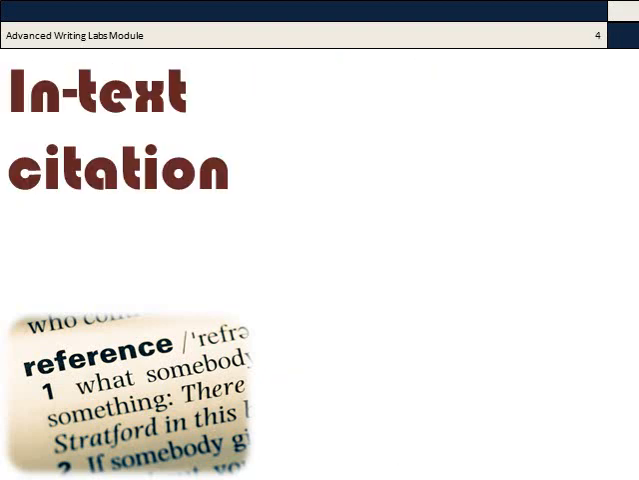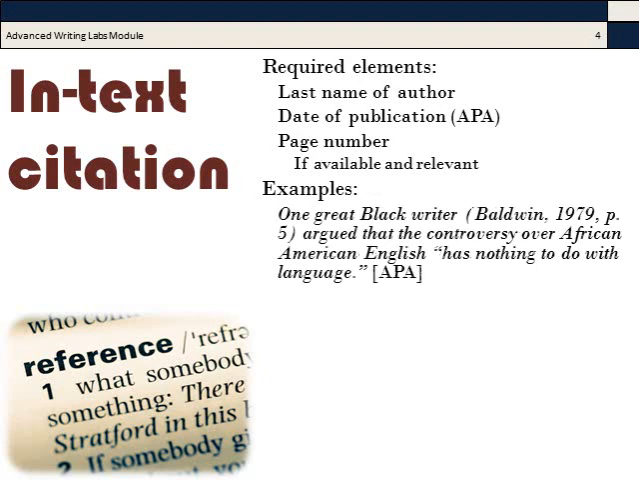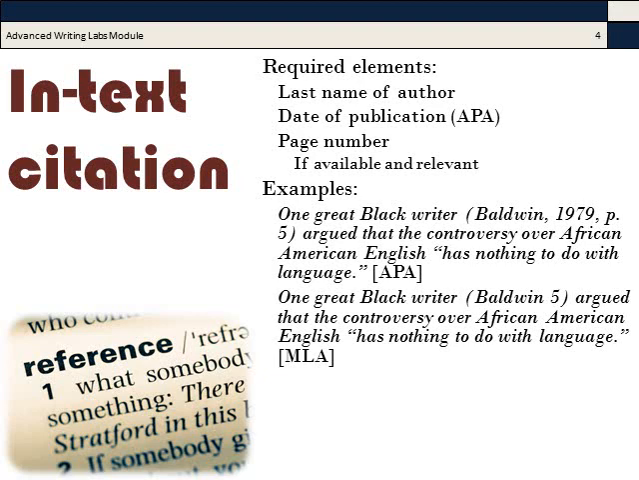Now, the in-text citation is fairly simple to do. There are three key elements: a last name of the author, date of publication, and the page number. Or at least those are required if that information is available and relevant. Here's an example. One great black writer, parentheses, Baldwin, 1979, page 5, argued that the controversy over African American English has nothing to do with language. That's the APA version. The MLA version is very similar. Can you see the specific way in which it differs?